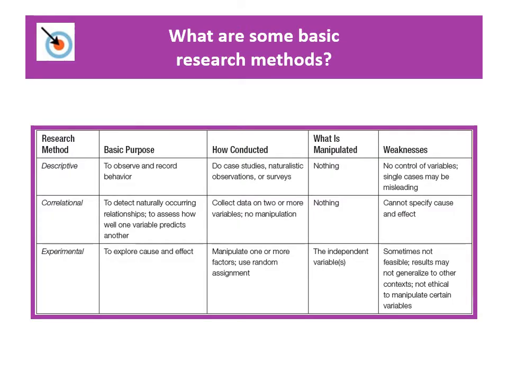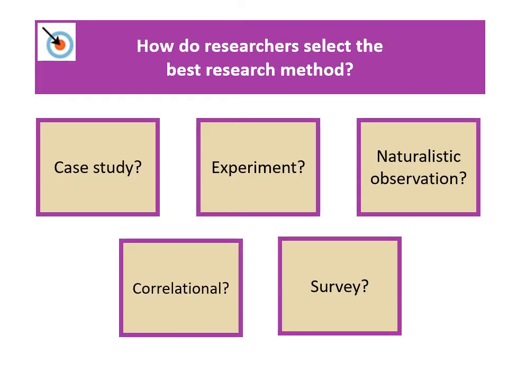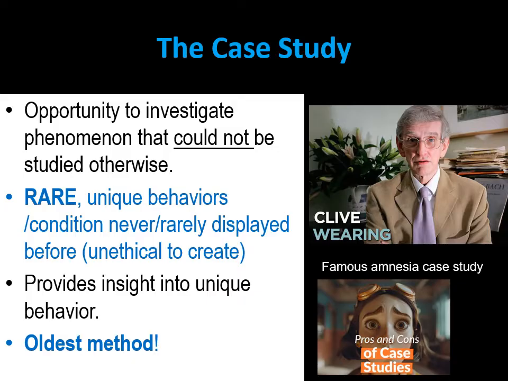So we're going to look at a whole lot of different basic research methods: case studies, correlational studies, experimental studies. That's what we're going to be studying here. So is it a case study? Is it an experiment? Is it a correlation? Is it a survey? Is it a naturalistic observation? And you're going to know the difference by the time we're done.